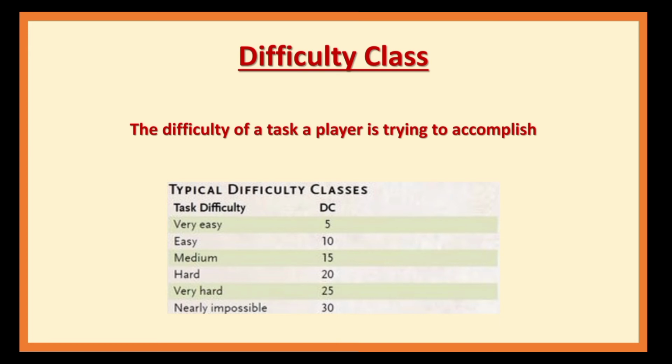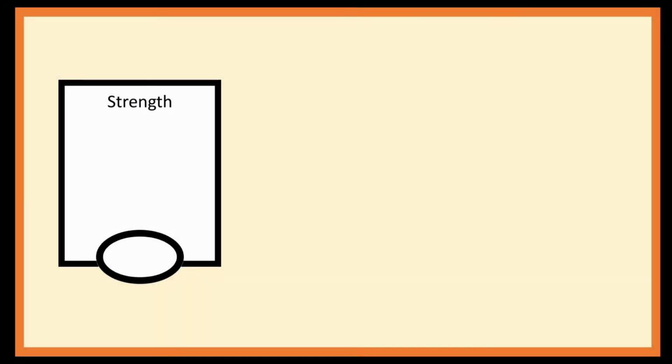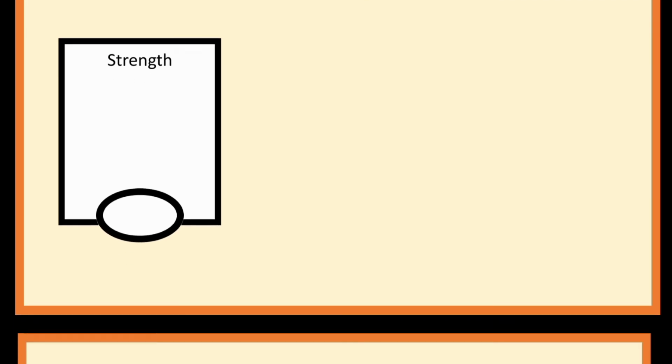The reason a difficulty class of 30 is impossible is because usually characters can only roll up to a 25 with a natural 20. However, it can be done, it's just very, very hard to do. So now that we've talked about abilities in general, let's talk about them more specifically, starting with strength.